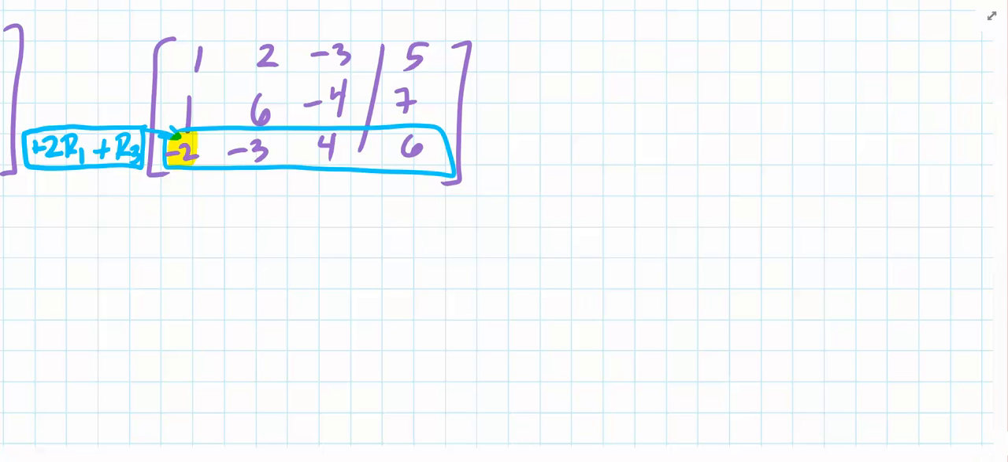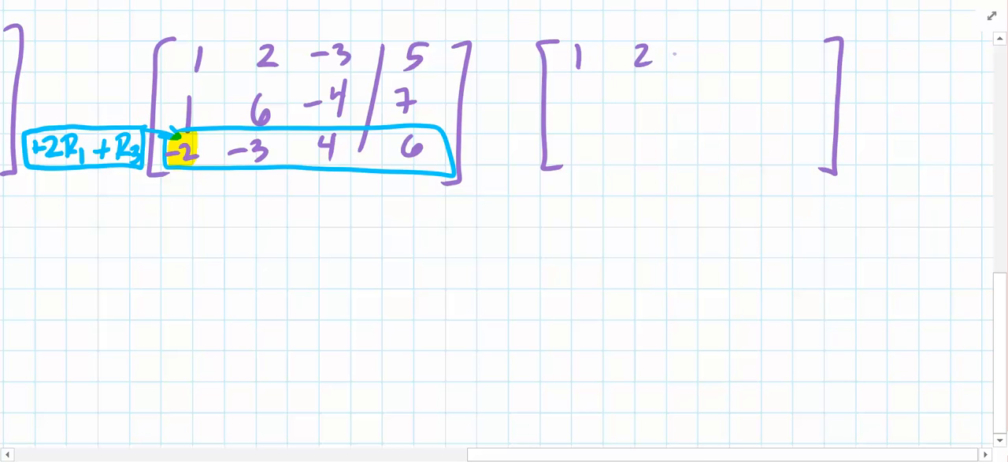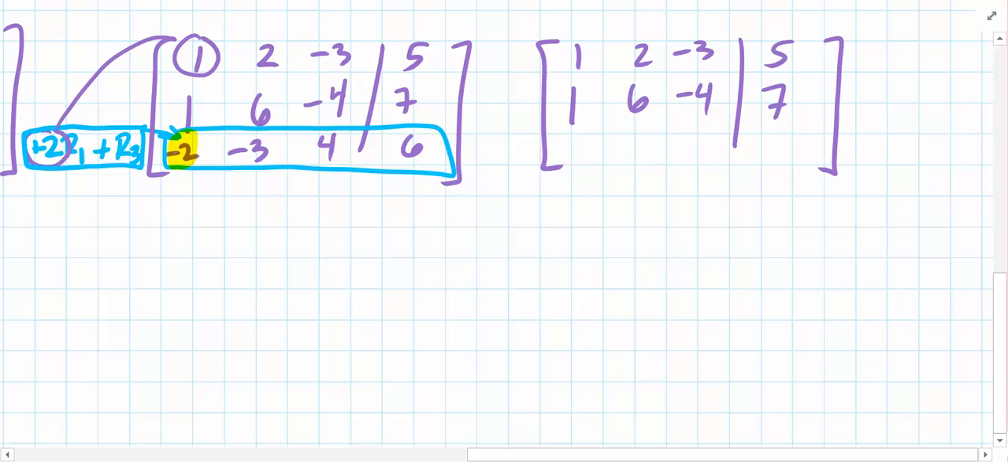Again, I'm not doing, wrong pen. I'm not doing anything to row number 1 or number 2. So that's a 1, a 2, a -3, and a 5. A 1, a 6, a -4, and a 7. Okay, here we go. Yeah, this should have been a positive 2. Very good. So if I take 2 and I multiply it by the number 1, what do I get? Yeah, 2 times 1 is 2. And if I add that with -2, how much do I get?